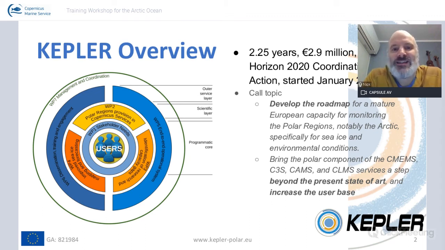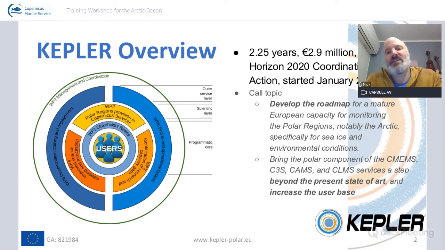We're a 2.25-year Horizon 2020 Coordination Support Action project. We have 15 partners from 8 different European countries, and we're now approaching the final 4 months of the project, maybe with another 3 months added on due to some delays from COVID. We're answering a call to develop a roadmap for a mature European capacity for monitoring the polar regions, particularly the Arctic, but we also cover the Antarctic, mainly concentrating on sea ice and environmental conditions.